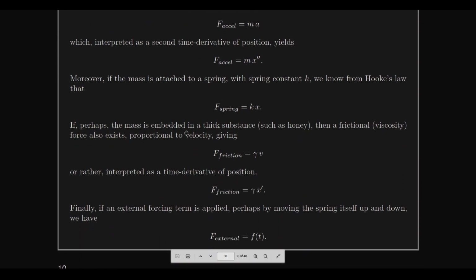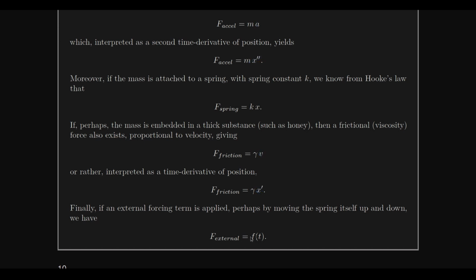There's also perhaps going to be some sort of friction. This friction could come from the spring itself. It could be that the mass is embedded in a fixed substance like honey, so we get some viscosity going along. But one way or the other, there's going to be a force which is proportional to the velocity, right? If you move your hand really fast through water, then the force against your hand becomes higher and higher the faster you move it. So the friction force is proportional to velocity, and instead of representing it as v, the same way we didn't want to represent a earlier, we do x double prime and we do x prime, because we're relating derivatives to each other.